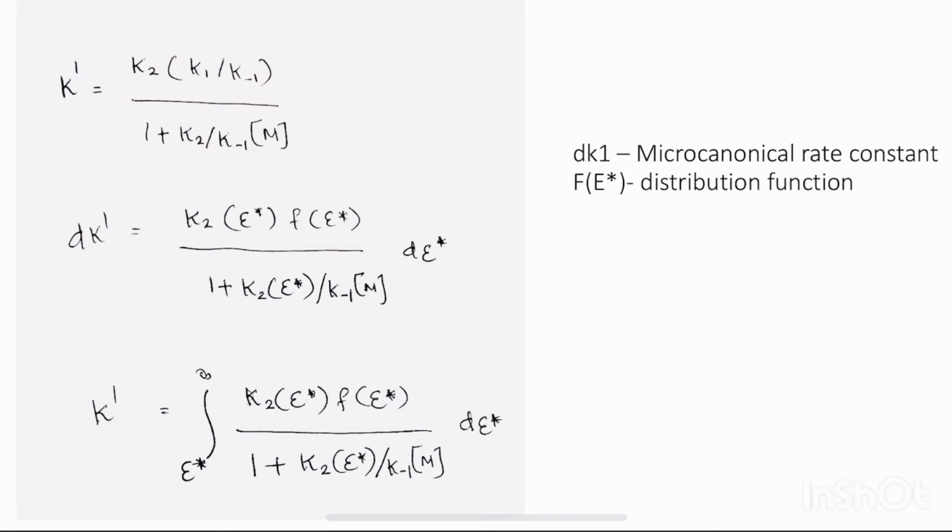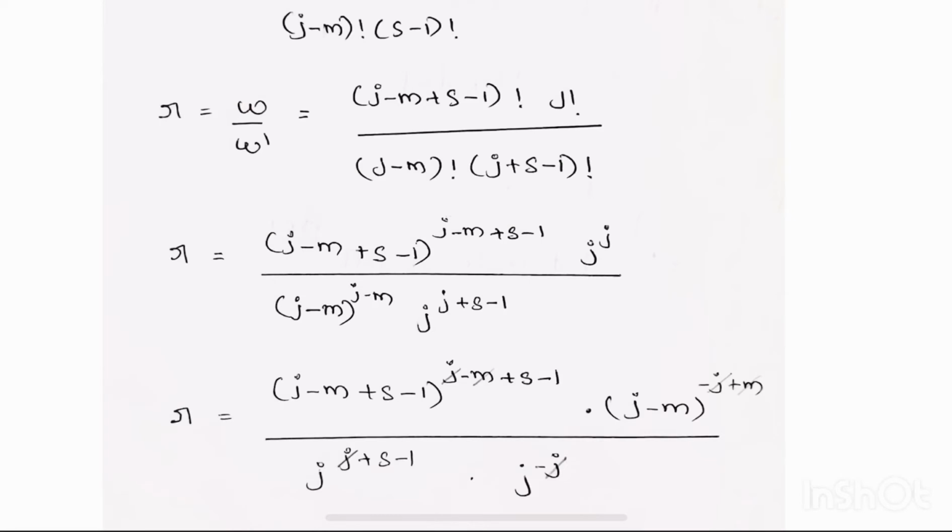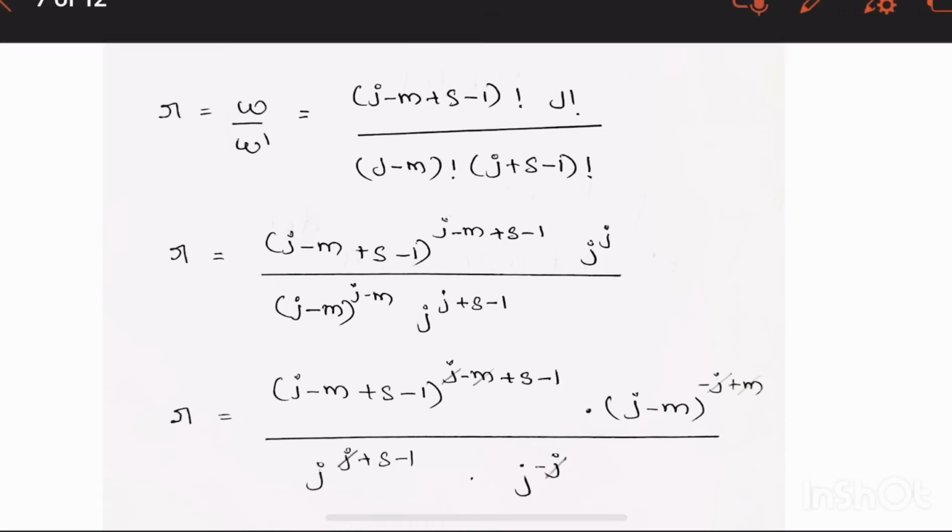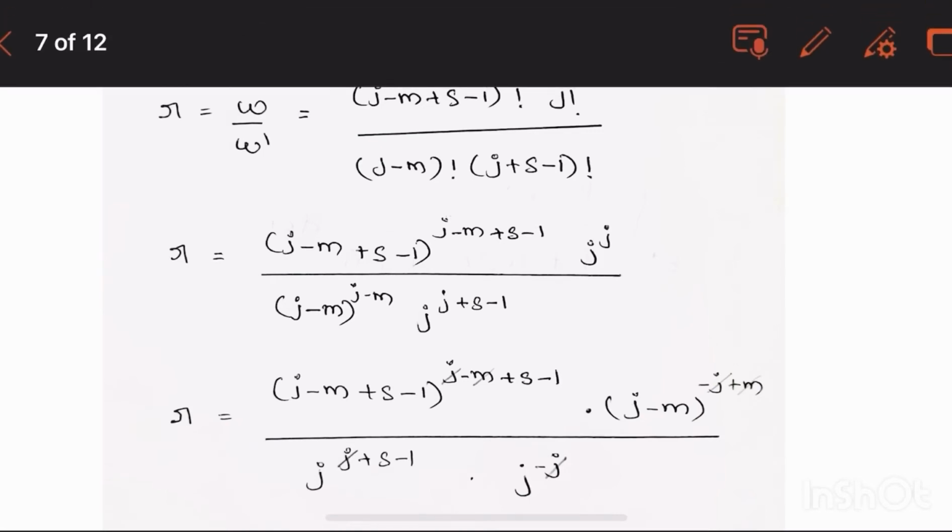Then k2 depends on the energy E star, and to get k2 we will take the help of statistical thermodynamics. For that, we consider that our system is divided into s vibrational degrees of freedom, and this contains j quanta of energy. That is written here.